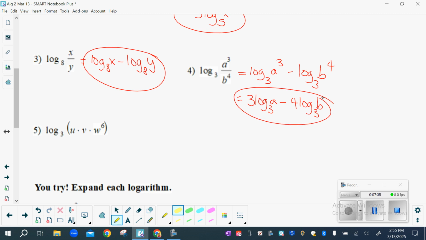Does that make sense? Because the 3 is your exponent here, we can move that to the front. When it's an exponent, you move it to the front. So that's one of the log rules. That was rule number 3.